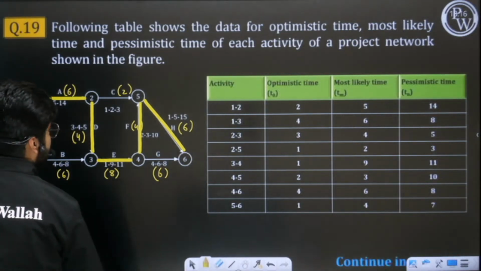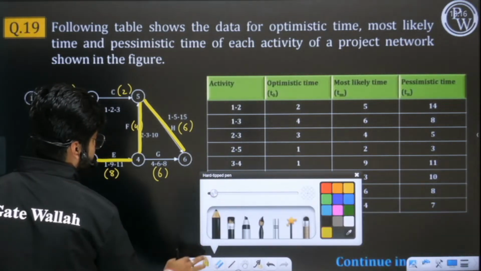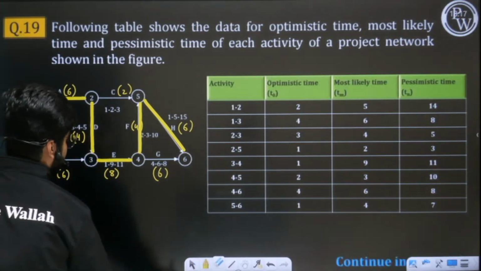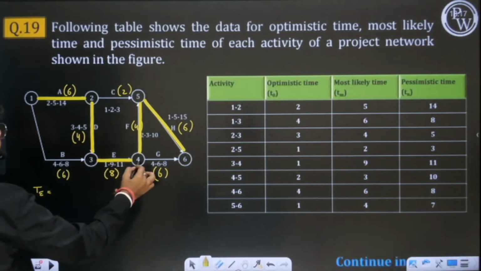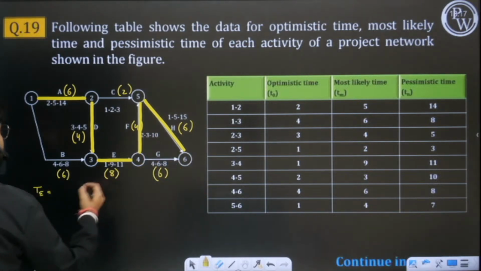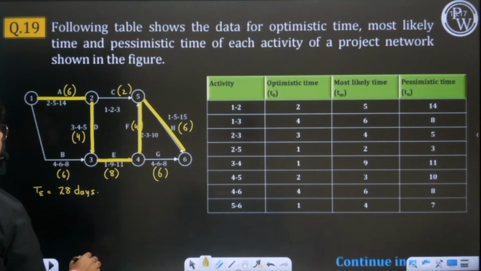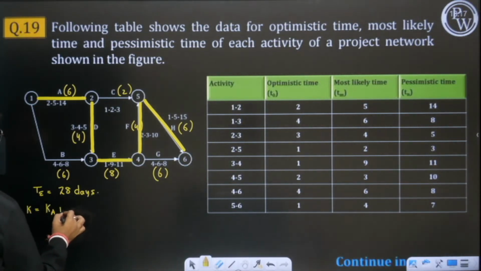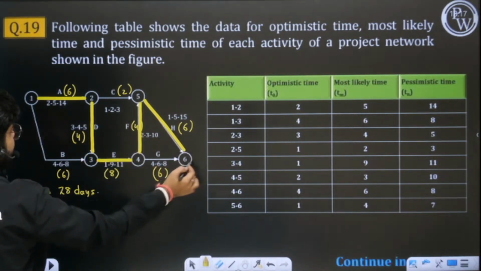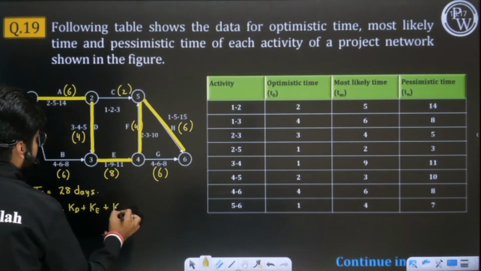Okay, so now the expected time of this project will be, what? 28 days. 6 4 10, 10 8 18, 18 4 22, 22 and 6 is 28 days. And if I want to find the variance of this project, we have to find the variance of all these activities. First we have to find the variance of A, then D, E, F and H.